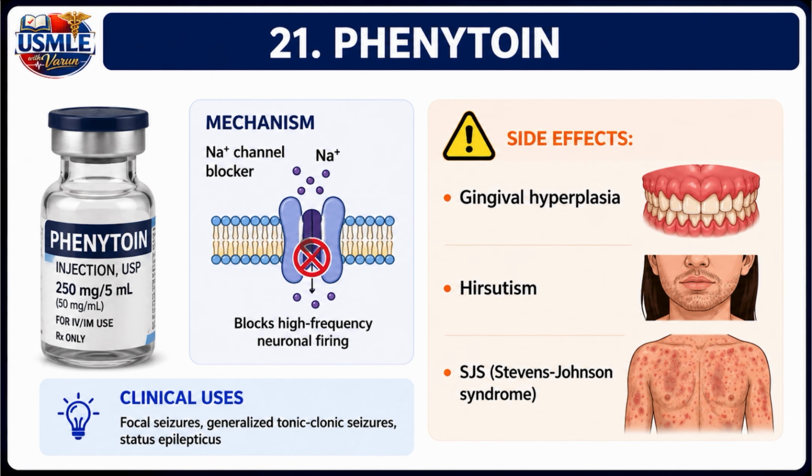Phenytoin blocks voltage-gated sodium channels, stabilizing the neuronal membranes and reducing repetitive firing. Major adverse effects include gingival hyperplasia, excessive hair growth known as hirsutism, and Stevens-Johnson syndrome. It is also a potent cytochrome P450 enzyme inducer, and it is highly teratogenic. Whenever a drug is inducing the cytochrome P450, you need to understand that there could be reduced activity of the drugs that are metabolized by this cytochrome P450.